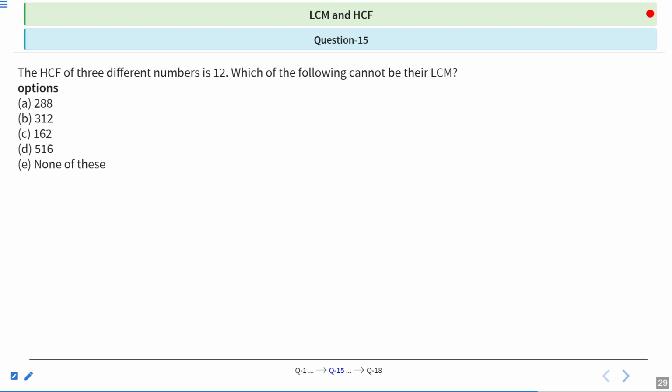Next is, the HCF of three different numbers is 12. Which of the following cannot be their LCM? The options are option A, 288, option B, 312, option C, 162, option D, 516, and option E, none of these. I'm giving you 10 seconds, and after that, I will do the solution for you.